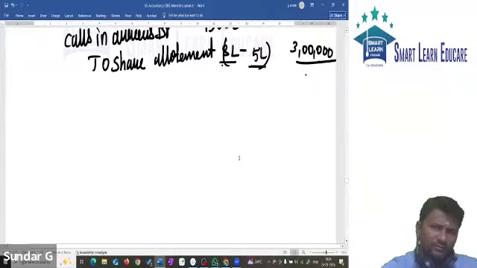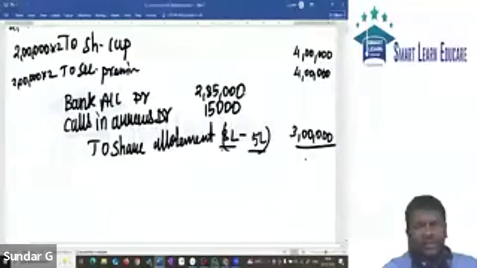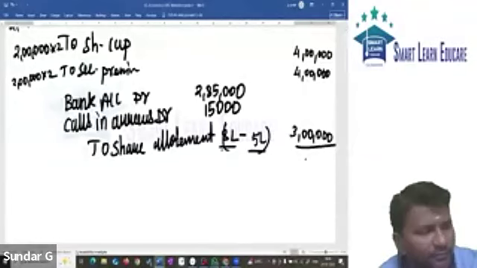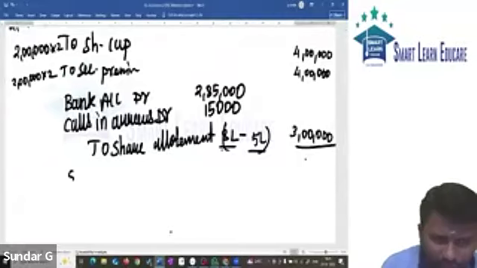So calls in arrears should be debited with how much? 15,000. Bank should be debited with 2,85,000. That's all. So application over, allotment over. Now you can easily complete the question.